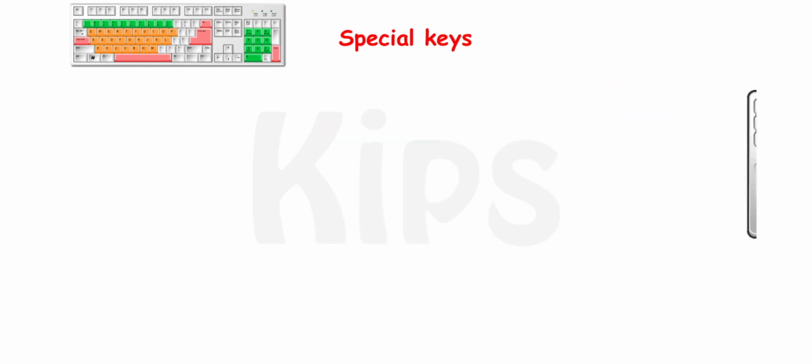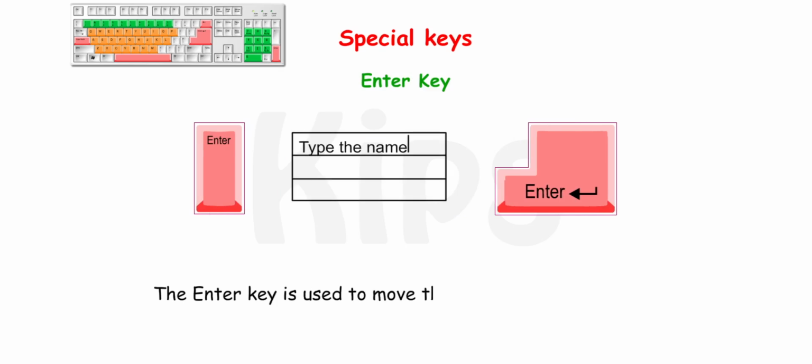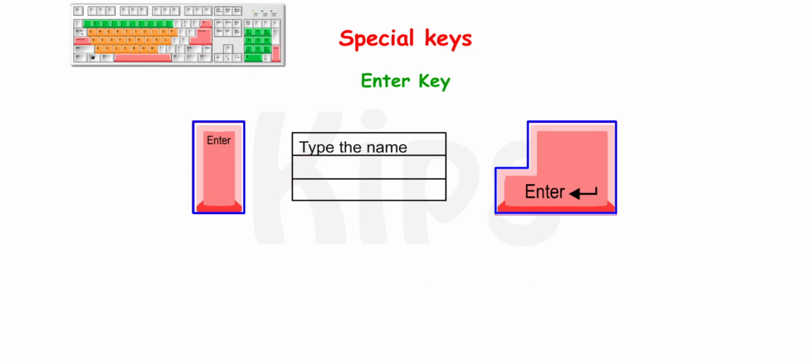Another special key is Enter key. The Enter key is used to move the cursor to the next line. A keyboard has 2 Enter keys. It comes in different shapes.